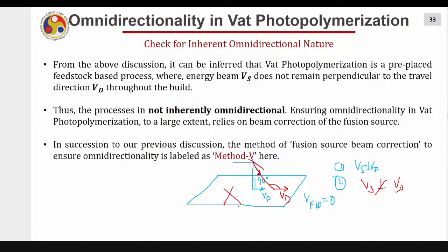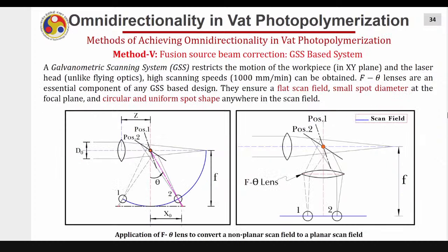Hence, in succession to our previous discussion, those 4 methods may not work here. We will propose the fifth method, called fusion source beam correction for the GSS system, galvanometric scanning systems. Okay. So why so? Let me explain it. The galvanometer restricts the motion of the workpiece in the XY plane, and the laser head, unlike flying optics, which I'll discuss later, can obtain a high scanning speed up to 1000 mm per minute.